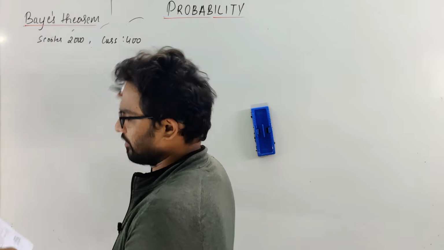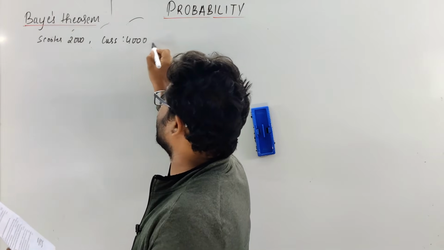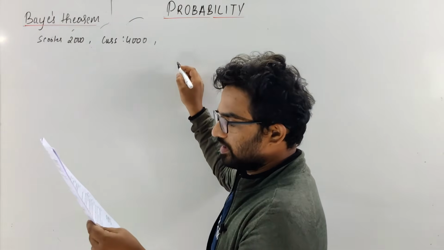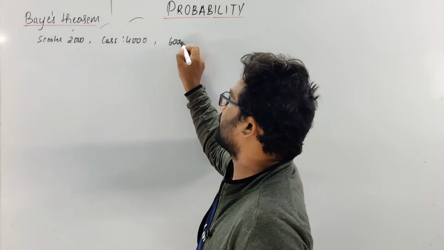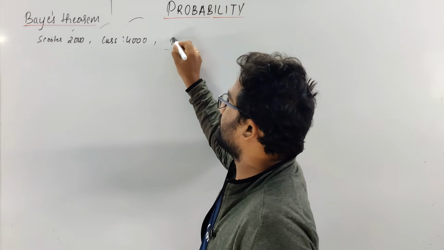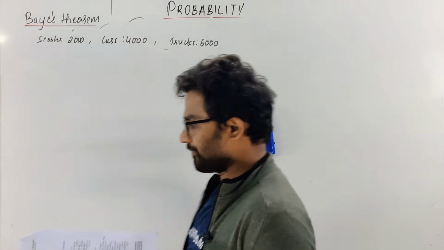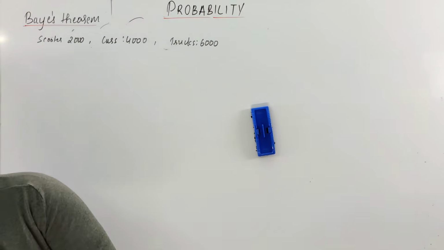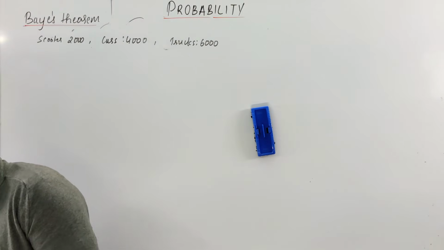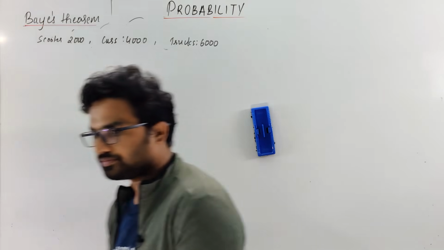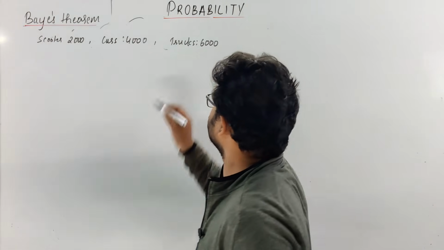This question is asked again many times in the exam. 15 and 19 and all. Cars are 4,000, trucks are 6,000. Trucks are how much? 6,000. Okay. Now, the question is, one minute. Trucks are 6,000. Okay?